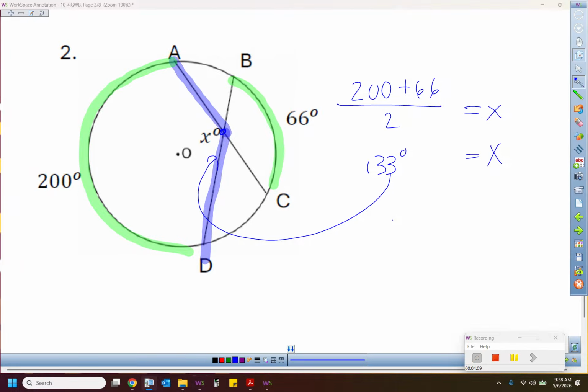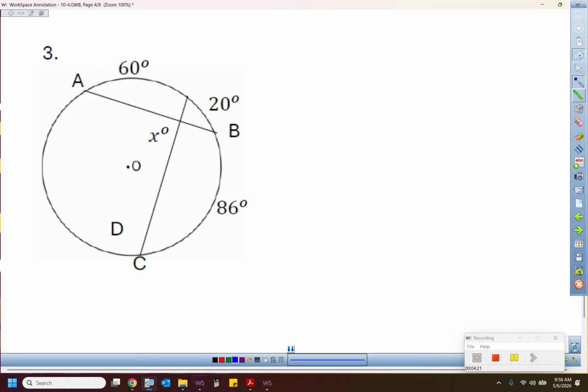Cool, but I want you to say the word add back when I ask you this question. What do you do when the vertex is inside the circle? You do what? Inside means add. Cool, inside means add. Then, of course, got to do the divide by 2 thing, right? So let's do that again. Where is the vertex of this one?